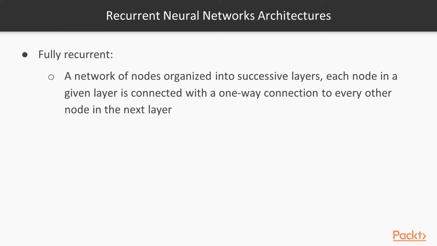Fully recurrent. Fully recurrent neural networks is a neural network of nodes organized into successive layers. Each node in a given layer is connected with a one-way connection to every other node in the next layer.